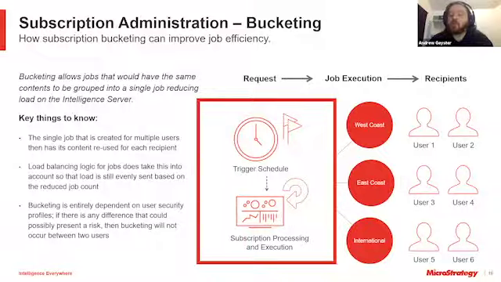So instead of executing 6 jobs here, we'll execute 3 jobs, and the West Coast job execution will be delivered to users 1 and 2, East Coast to 3 and 4, and international to 5 and 6.